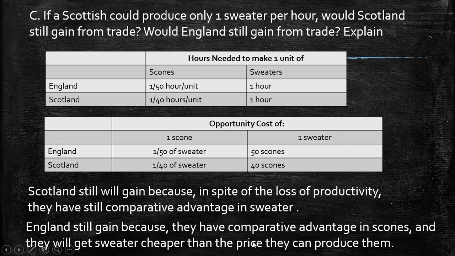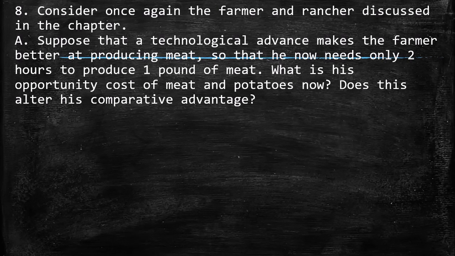They can produce the sweater for 50 scones, and they are going to trade for a price which is lower than these 50 scones. The 8th point. Consider once again the farmer and rancher discussed in the chapter.